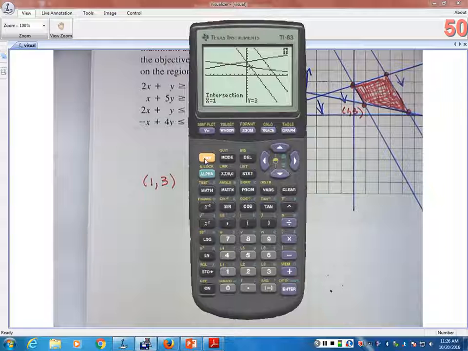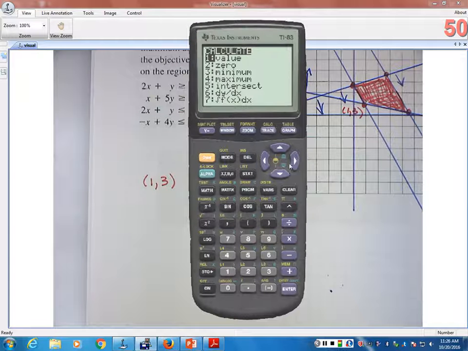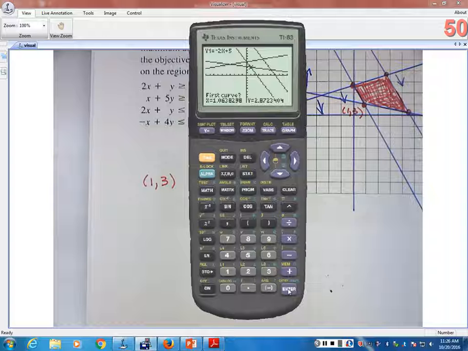And then I'm going to second, calc again, go down and choose intersect. And I've already found that one, so I want to find this one. So I'm going to move up to that line and say, yes, that's one of them. And since I'm finding that one, this is the other one. Let's make sure this is the other one. Yeah, that's the other one. And that's the 0.05.